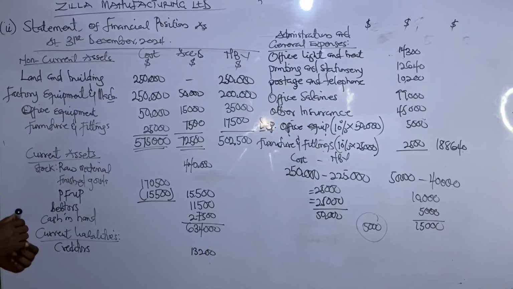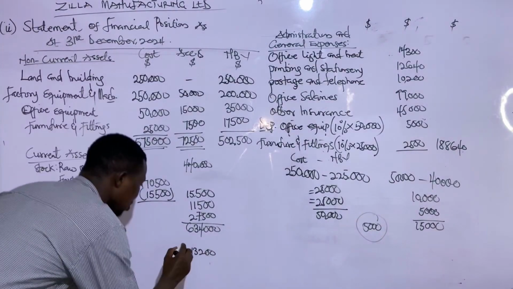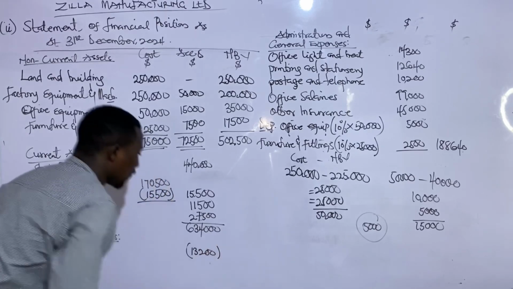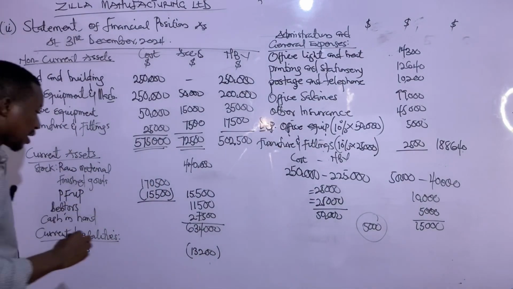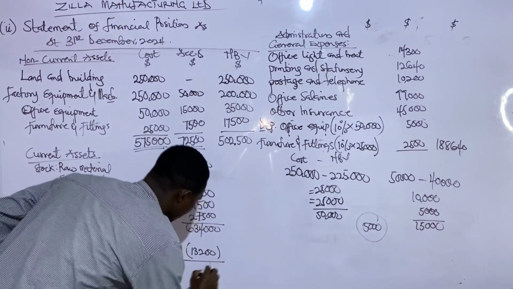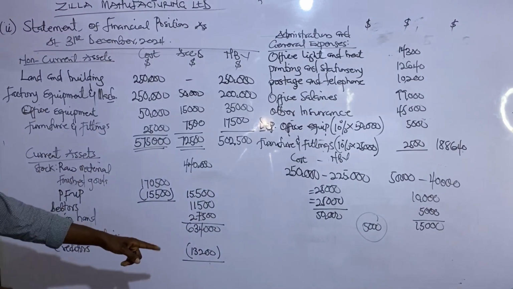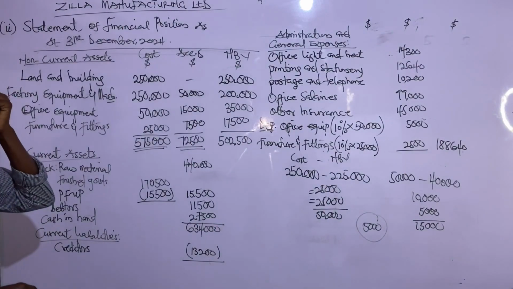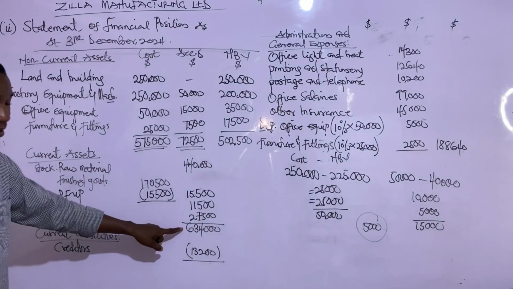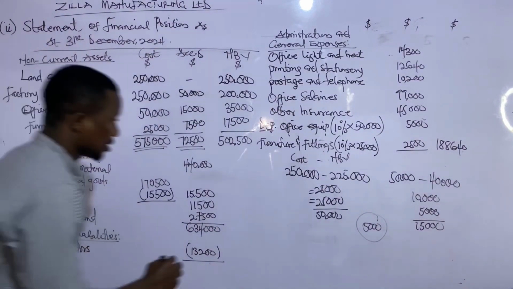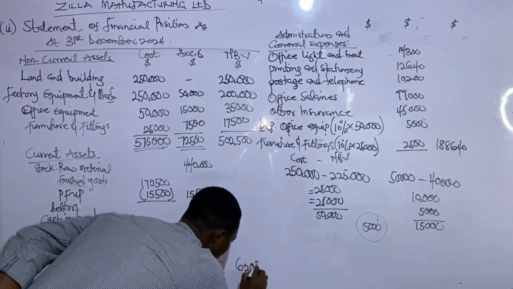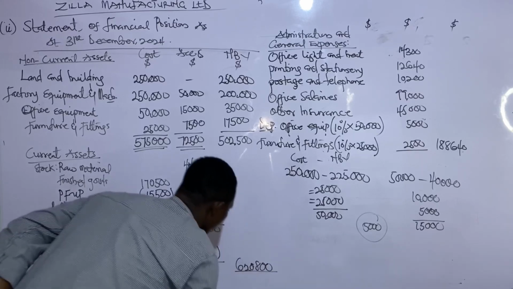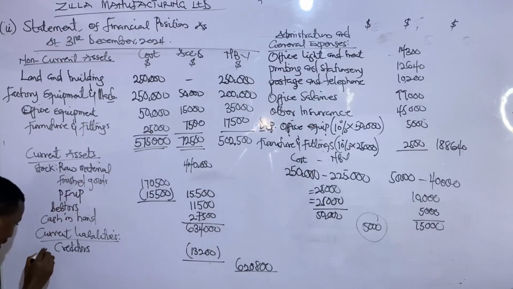The working capital approach permits set off. So we are allowed to set off our total current liabilities from the current assets. Now we have only one current liability. So when we subtract, we will arrive at a figure that we call the working capital. So the difference between this and this is 620,800. So we call this figure the working capital.